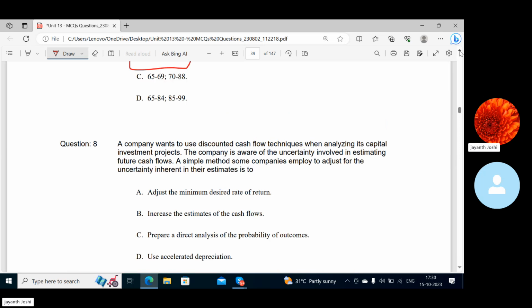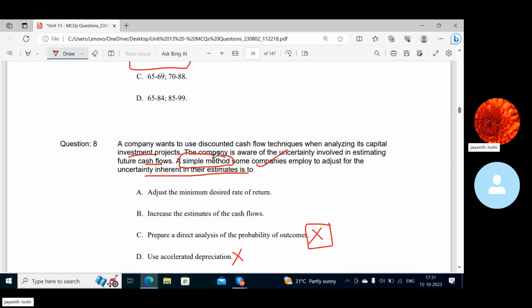A company wants to use discounted cash flow techniques when analyzing its capital investment projects. The company is aware of the uncertainty involved in estimating future cash flows. A simple method some companies employ to adjust for uncertainty inherent in their estimates is to adjust the minimum desired rates of return. Preparing a direct analysis of probability of outcomes is not a simple method, it's a complicated method, right? They're asking for a simple method.